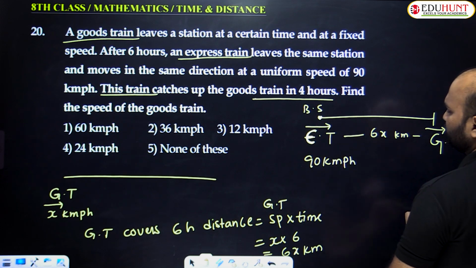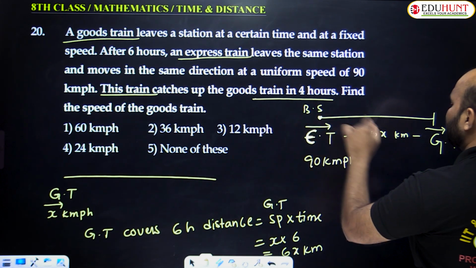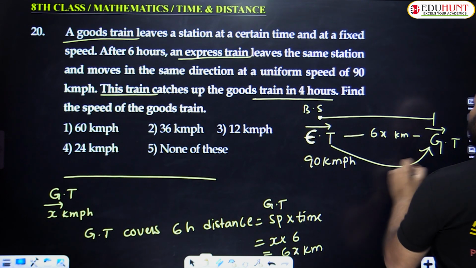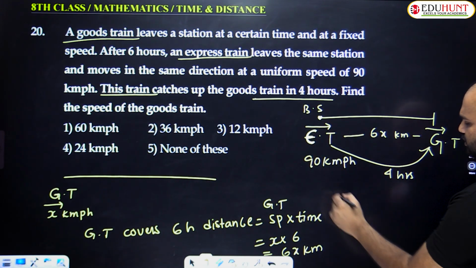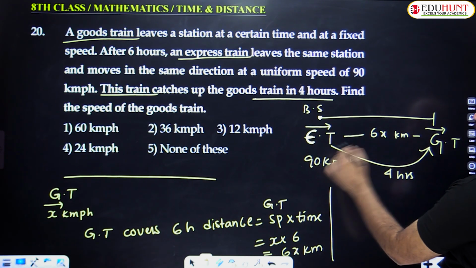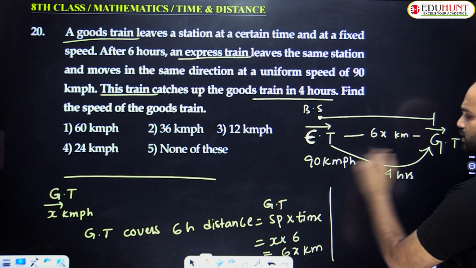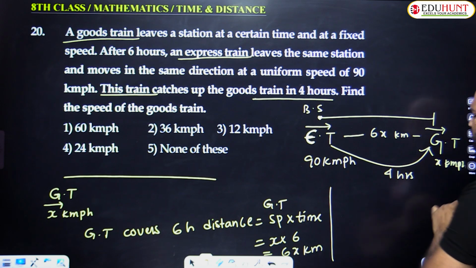But the question I am asking is: the express train catches up with the goods train in how many hours? Already given, 4 hours. And the question is the speed of the goods train. Here two trains are moving in the same direction. The express train is 90 km per hour, and the goods train is x km per hour.